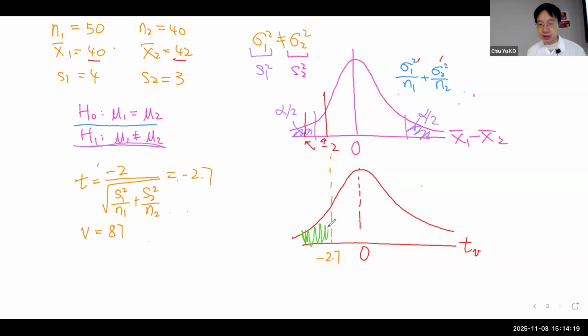Calculate this area times 2 to get the p-value. So the p-value will be the t distribution with 87 degrees of freedom at negative 2.7, times 2. This is the p-value. Once I have the p-value, I compare it to alpha, whether it's more than 5% or less than 5%, if I ask you to use 5% as the type 1 error.